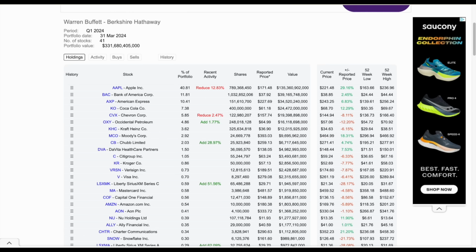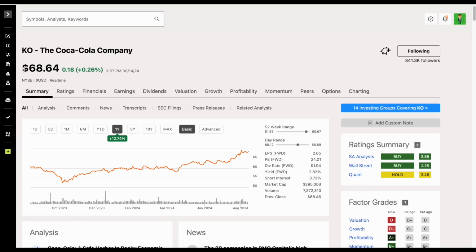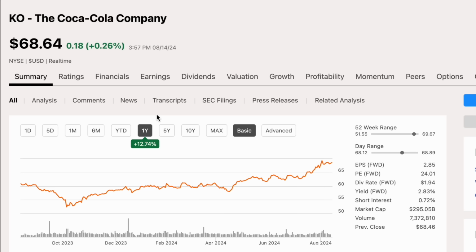So that means for every $1,000 he invested, he's now receiving over $500 in dividend payments every single year. So that's pretty impressive. Now, the stock is trading at about $68.64. And if we look at them in the past year, they're up around 12.74%. So the stock is actually doing really well.